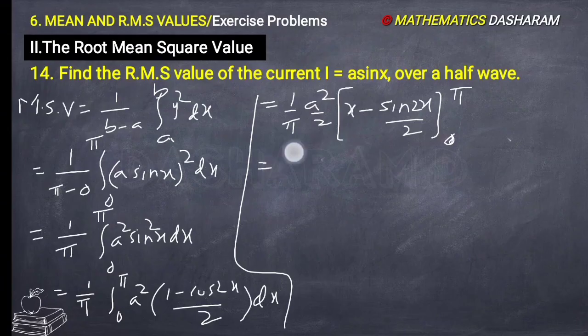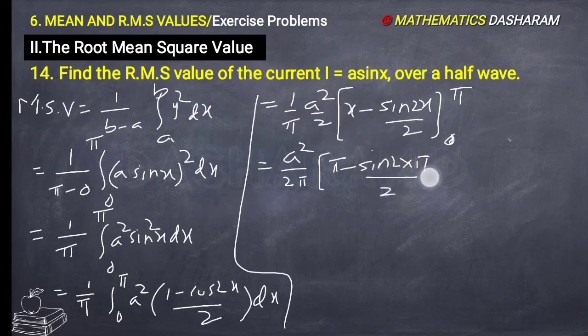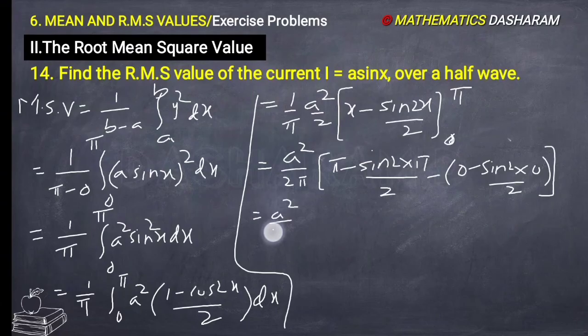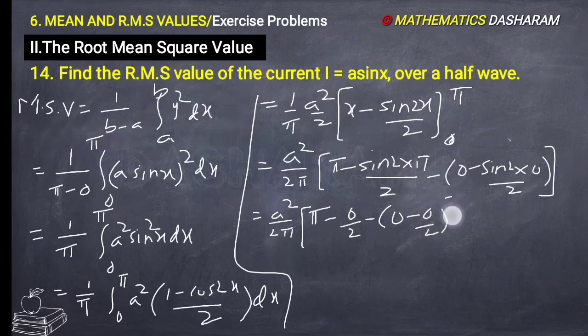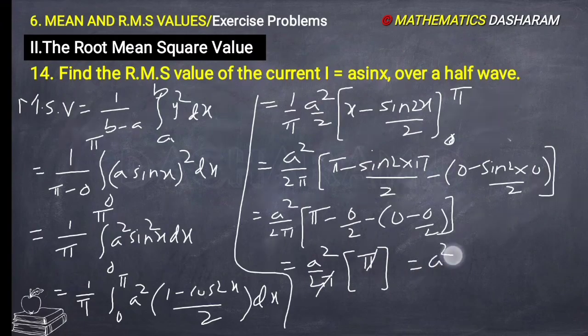So it is equals to a square by 2 pi. Substitute the upper and lower limit: pi minus sin 2 pi divided by 2, minus lower limit 0 minus sin 2 into 0 by 2. So it is equals to a square by 2 pi, pi minus sin 2 pi value 0, 0 by 2, minus 0 minus sin 2 into 0, sin 0, 0 by 2. So it is equals to a square by 2 pi. So here pi cancel, it is equals to a square by 2.